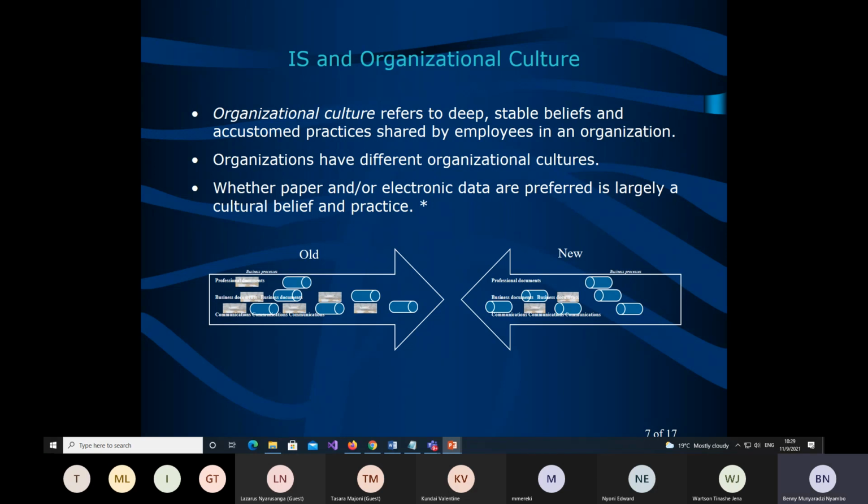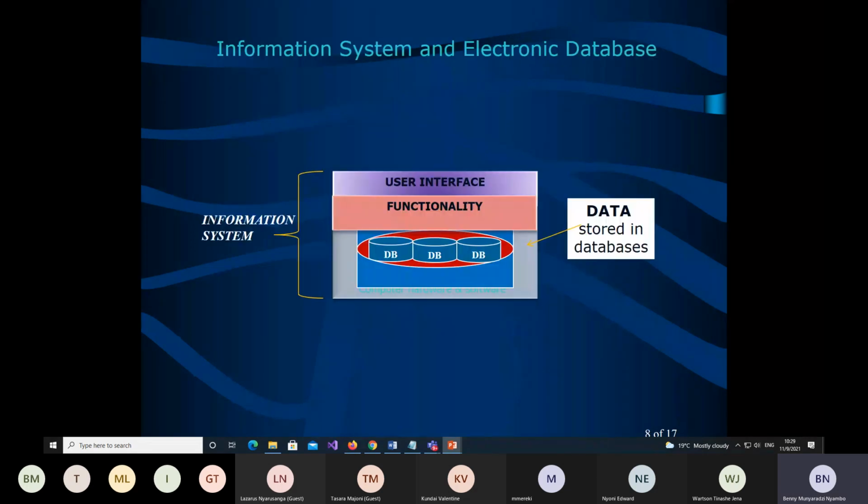So organizational culture refers to deep, stable beliefs and accustomed practice shared by employees in an organization. So if the culture is saying we use paper, the paper will persist, but we hope that that culture is usually changing. In other organizations, if your CEO is very young, you can see that you move very quickly towards electronic paper. Or if your CEO is tech savvy, you move towards a paperless office as quickly as possible. So that culture needs to change and change fast.